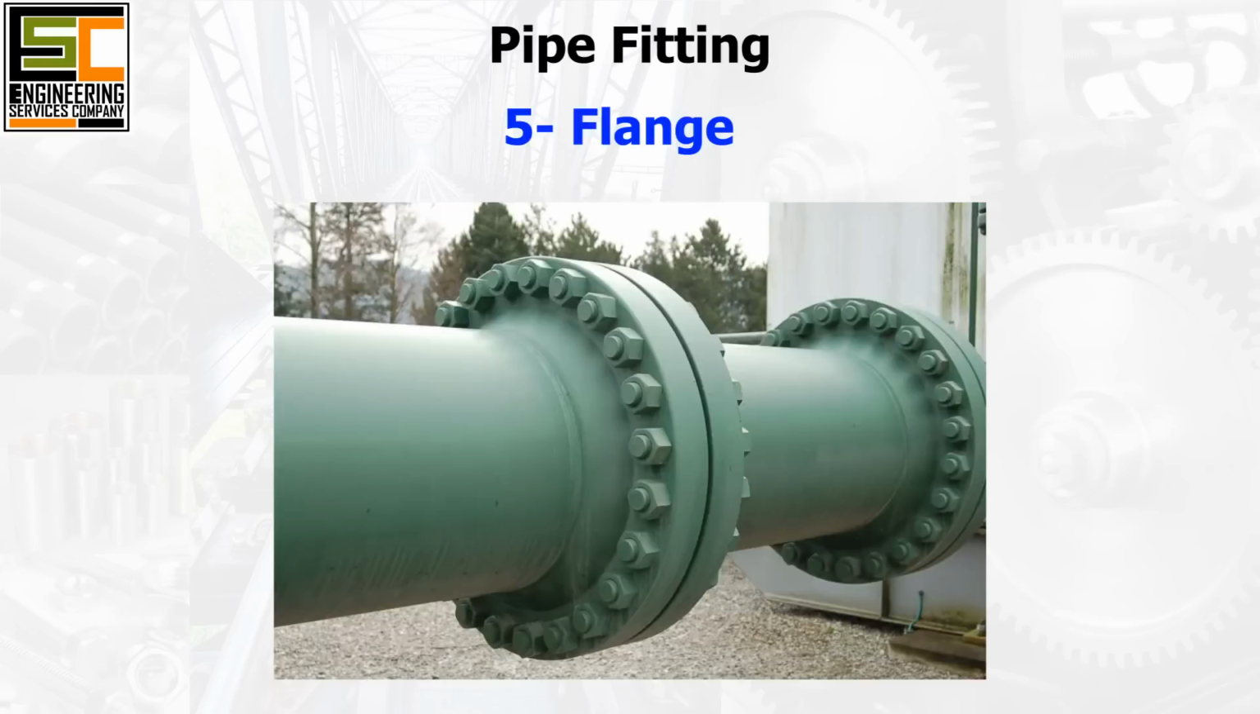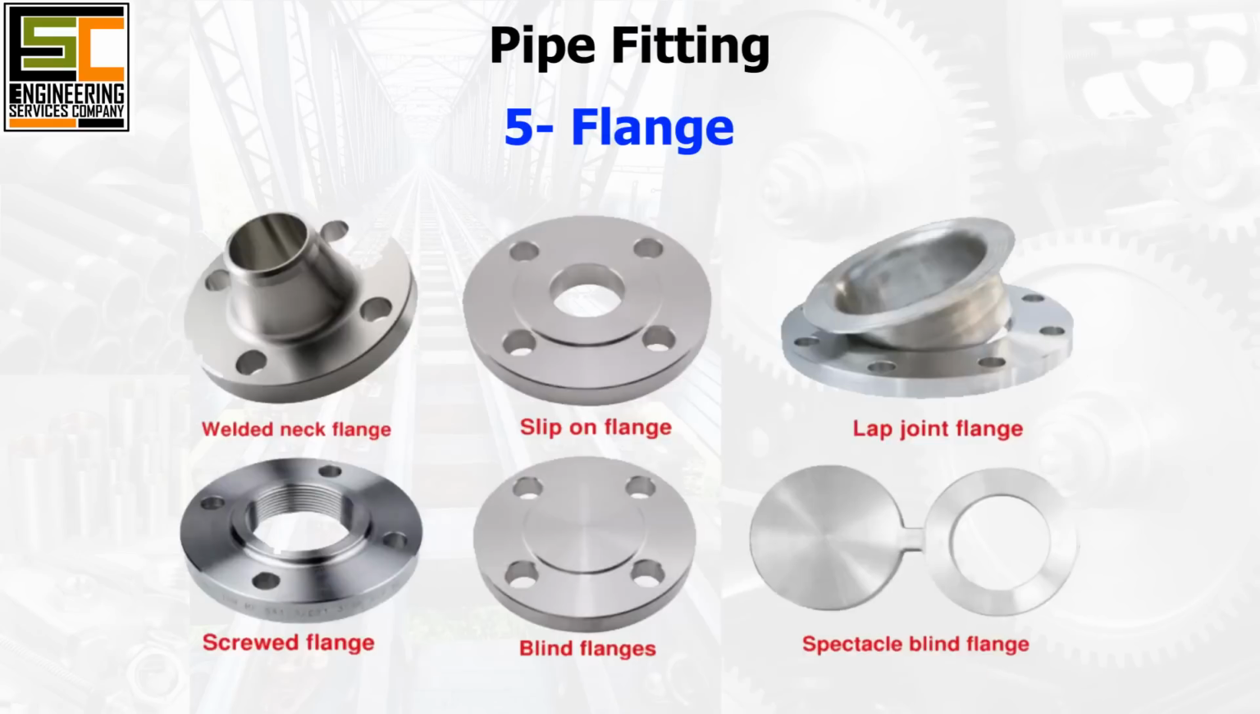5. Flanges. Flanges are flat, circular fittings with bolt holes used to connect pipes, valves, or equipment to each other or to a structure. They provide a strong and reliable connection that can be easily assembled and disassembled for maintenance or repair purposes.